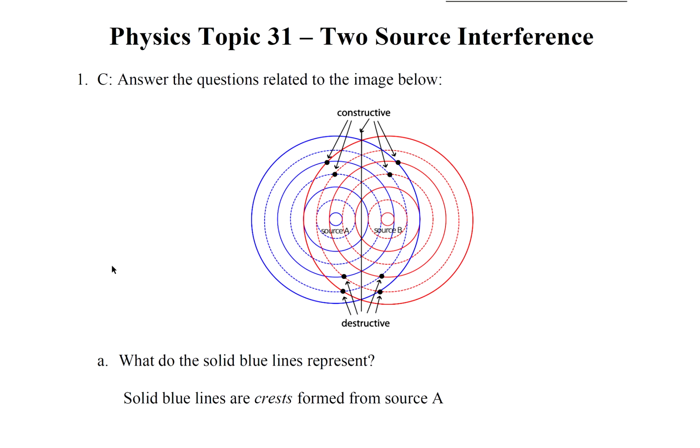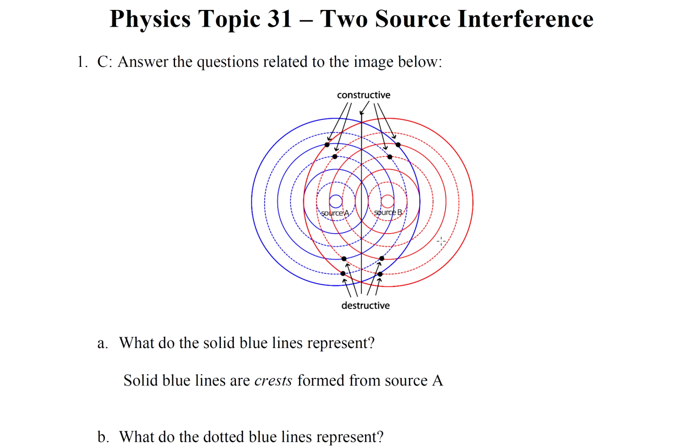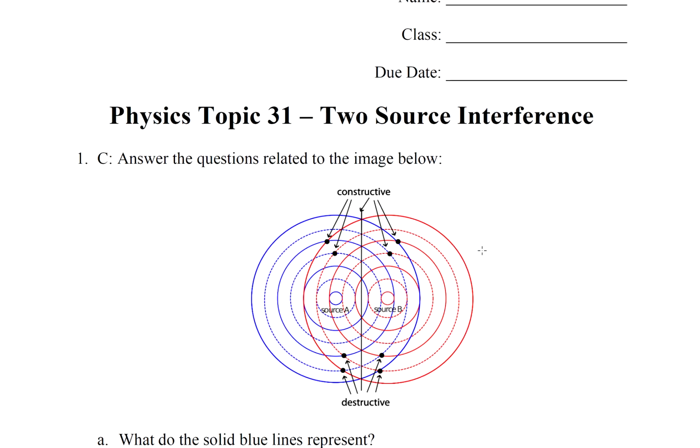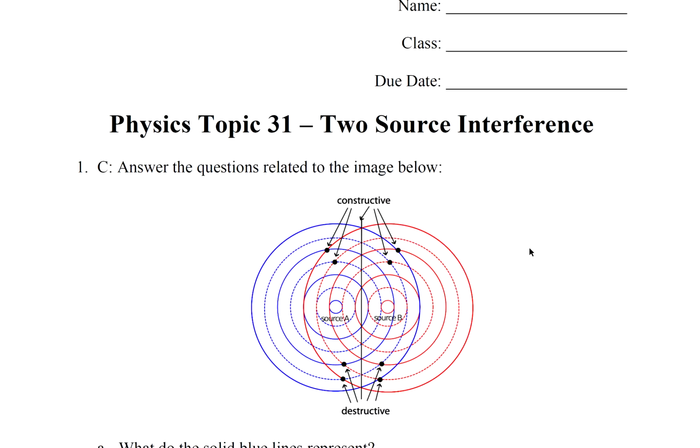So, once again, up here it says constructive. We have a solid line meeting another solid line, or a dotted line meeting another dotted line. And on the bottom we have points of destructive interference, where a solid line meets a dotted line. So that's the meaning of two-source interference.